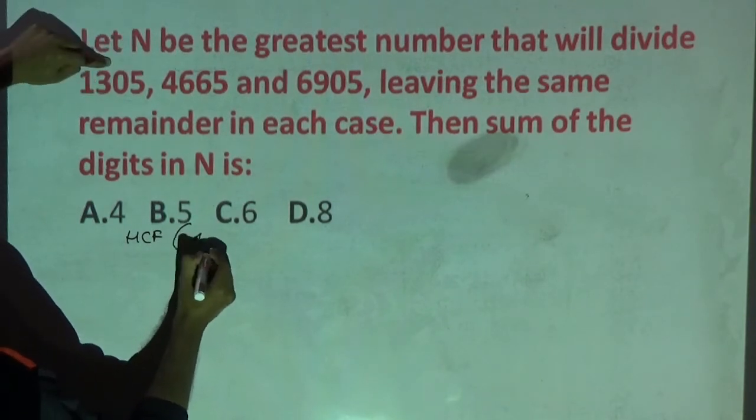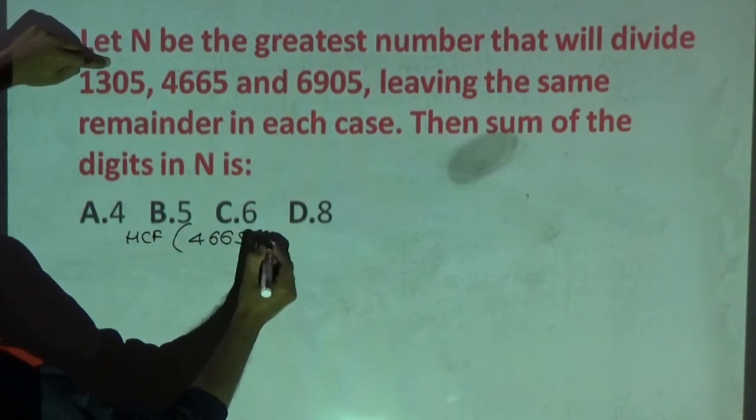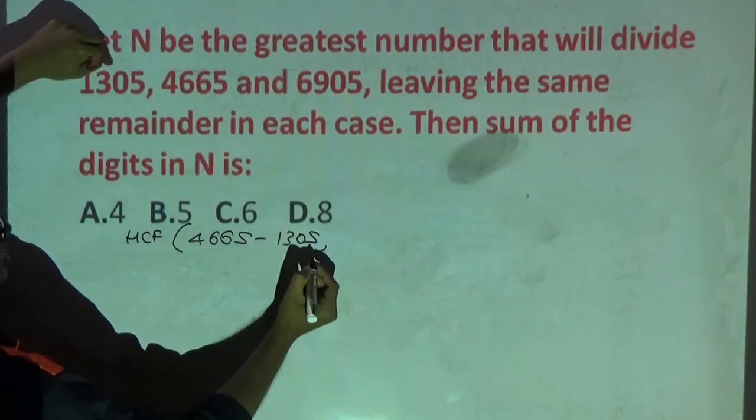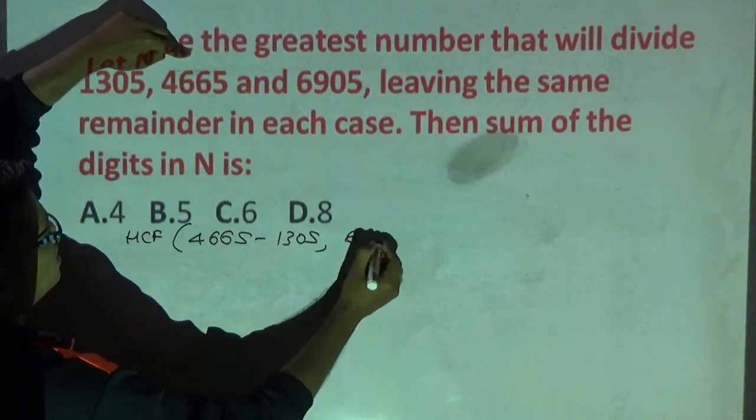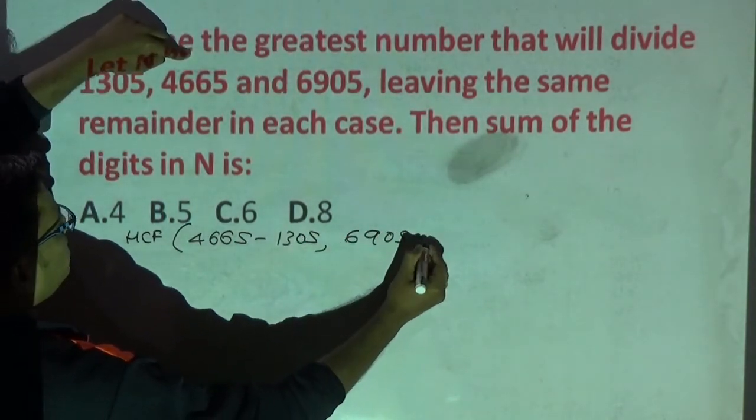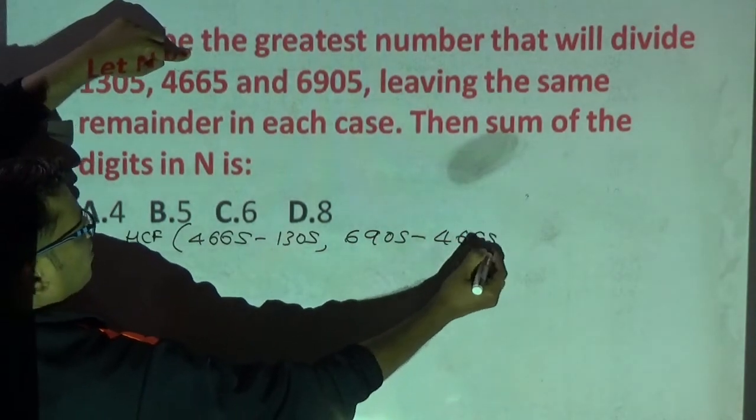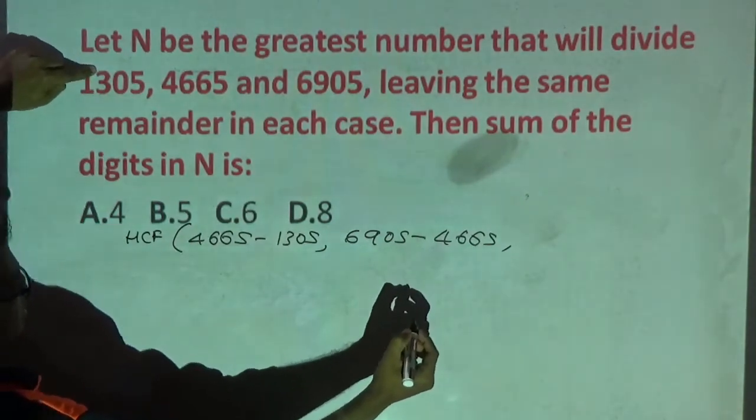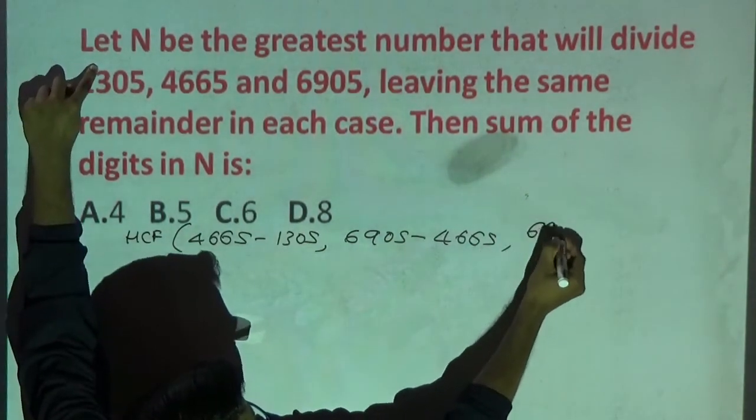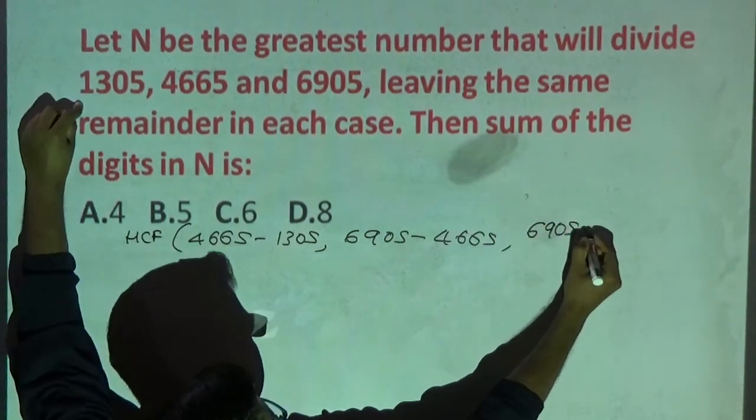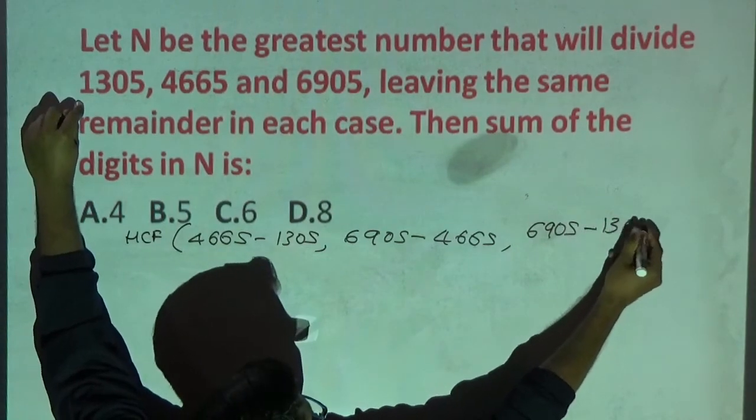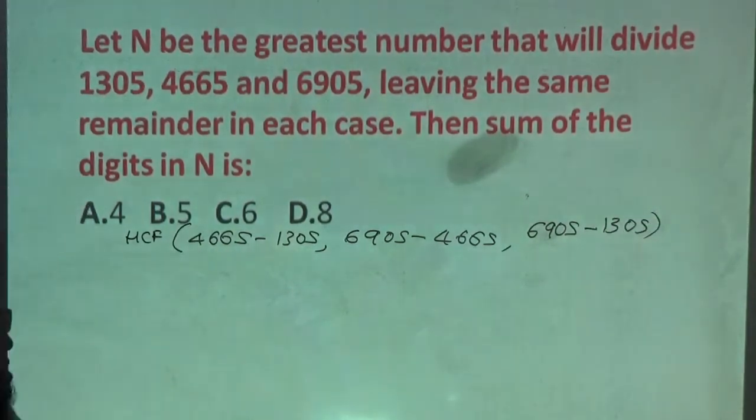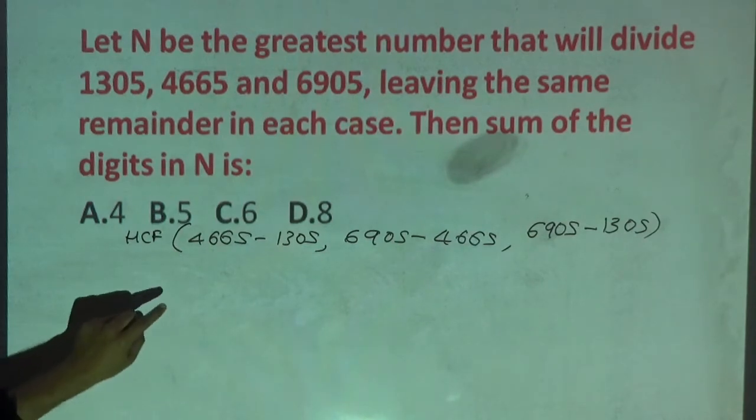Y minus x, that is 4665 minus 1305. Then z minus y, that is 6905 minus 4665. Then z minus x, that is 6905 minus 1305. Now I need to find this. First, we find the difference of these numbers.